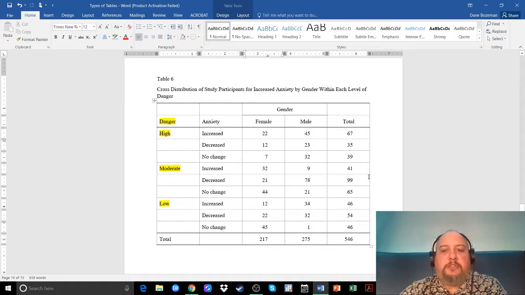The following individuals, there were 546 individuals in the study who experienced either high, moderate, or low levels of danger. In studying the relationship between anxiety and gender, the following conclusions were reached. And then you identify the ones that fit that question. That's how we then begin the discussion.